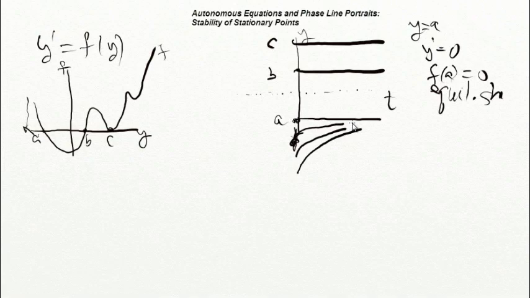On the other hand, suppose I start off at t equals 0 for a value between a and b, a point like this. Then f is negative there. y prime is negative. The curve is decreasing. And so I'm going to have a solution curve that looks something like this.